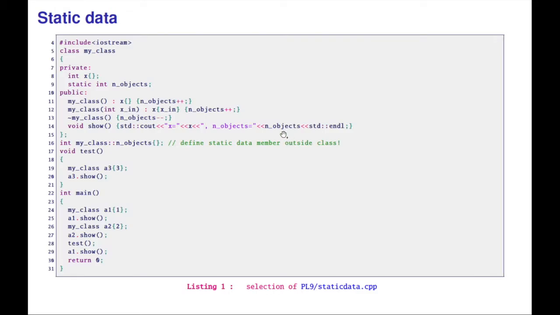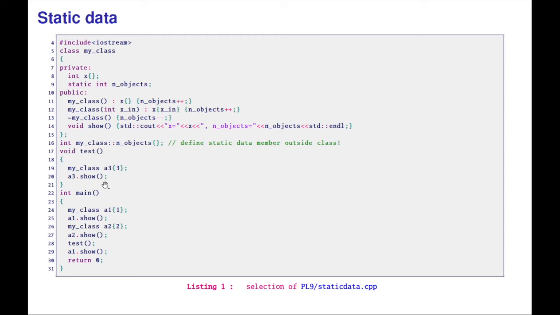Here I've got a class, myClass, which has two members, an integer x and a static integer called nObjects. The constructor and parameterized constructor both increment the number of objects, and the destructor decrements the number of objects. I've got a show function which prints out x and the number of objects, and we'll see what happens in a minute. Then I call that a few times.